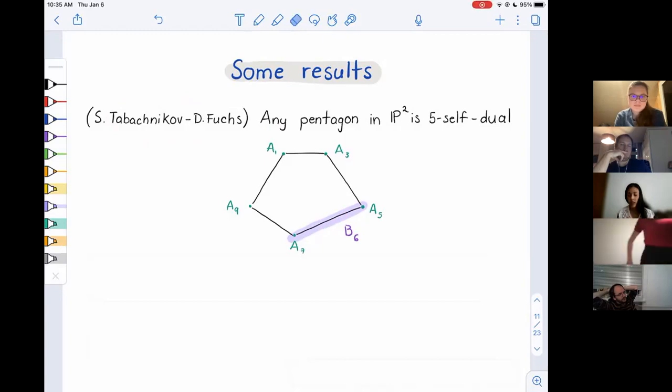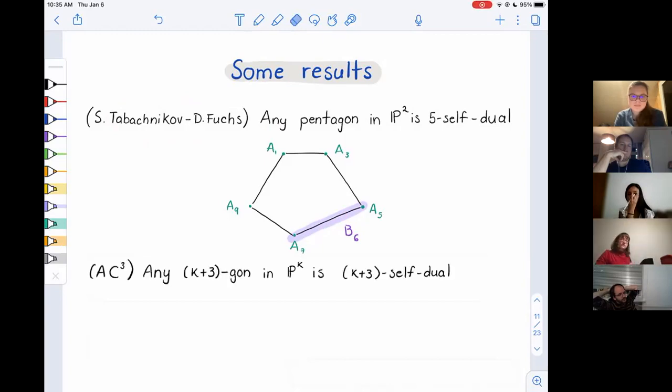Now, this result actually generalizes to higher dimensions. What it means is that in general, if I have a k plus 3-gon, for instance, this is the case where k is equal to 2. If you have in general any k plus 3-gon in projective k-dimensional space, it is always k plus 3 self-dual. This is a result that I proved last year.